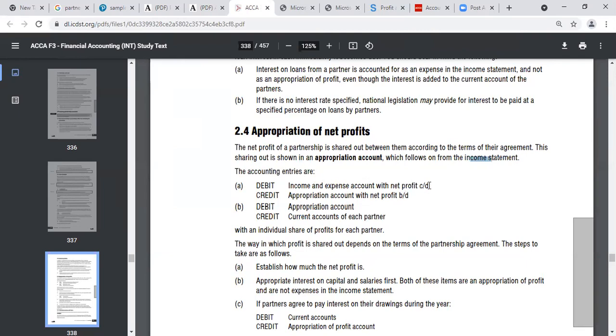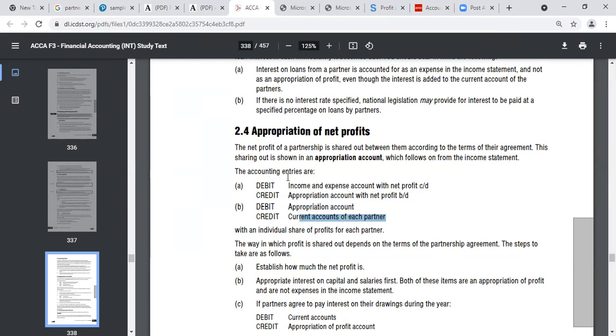So as we debit our income and expense account with the net profit, it means we are basically clearing it off. We are moving it to the appropriation account for distribution between the partners, or for the adjustments before we can distribute to the partners. And then, once we have distributed from the appropriation account and we've gotten every appropriation to every partner, we move this money into the current accounts of each of the partners. So we will see how that happens.